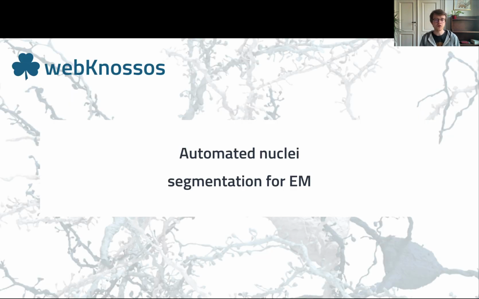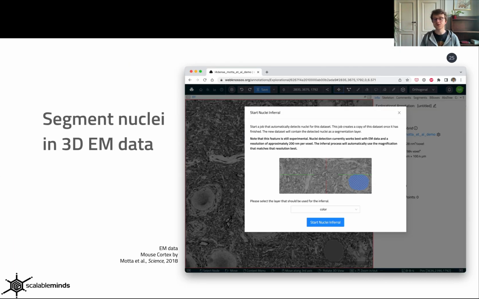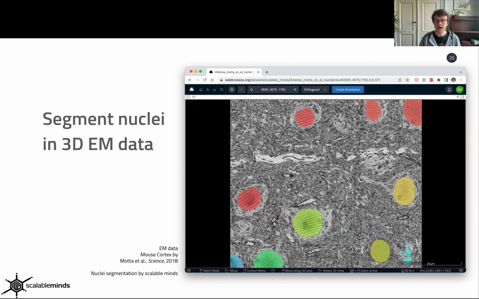Next, I want to talk about automated segmentation features that we're adding to webKnossos. The first is a nuclei segmentation that is already available. So for datasets in webKnossos, you can click on process dataset and start a nuclei inferral. And in the background, it will run a pre-trained model on our servers. And after a few minutes, depending on dataset size, you will get a segmentation that looks like this.